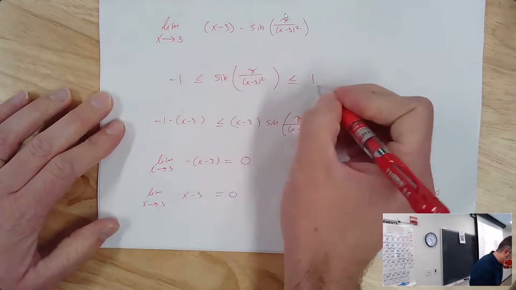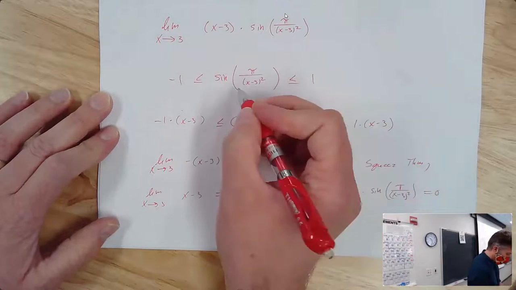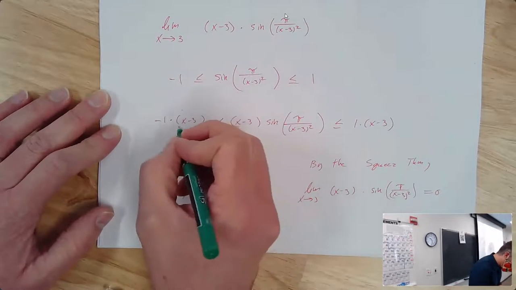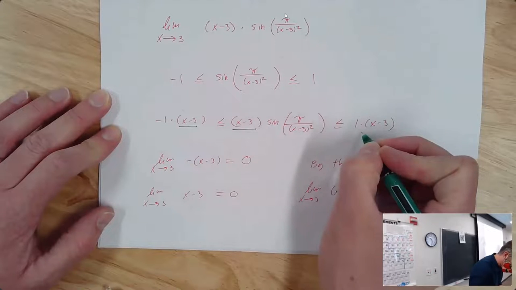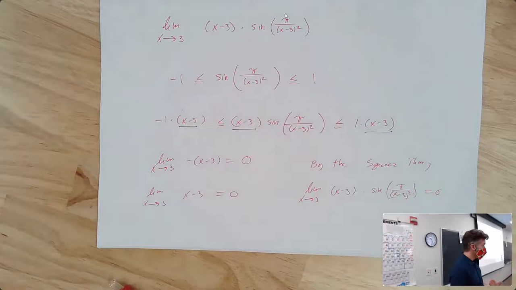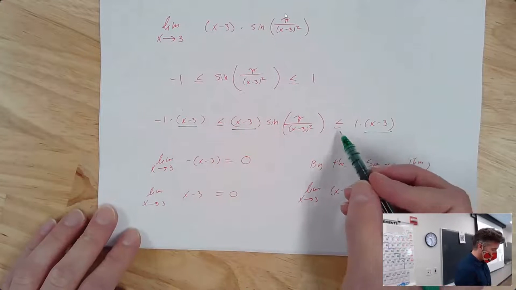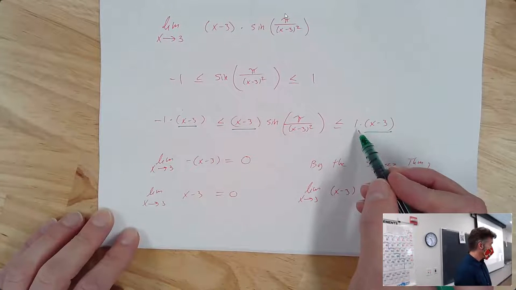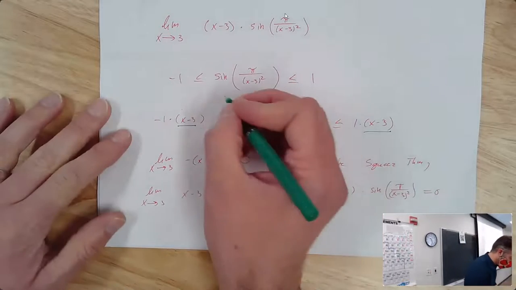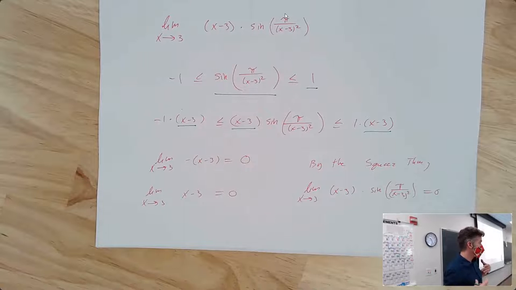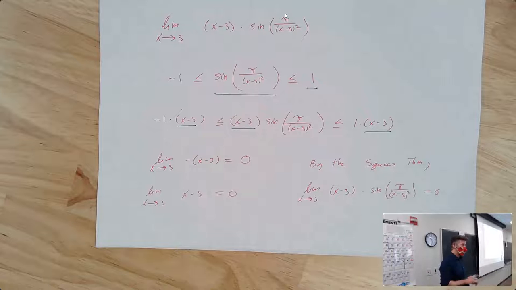Right. We know that sine of anything is always less than or equal to 1, and sine of anything is always greater than or equal to negative 1. And then we multiplied everything by x minus 3. So it has to be true that x minus 3 times sine of whatever is less than or equal to x minus 3 times 1. That's how we know. But really we know because of this. Because sine of I don't care is less than or equal to 1. That makes sense? Okay. Other questions about this?